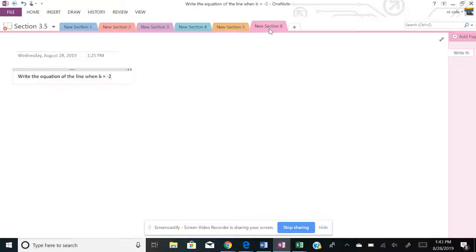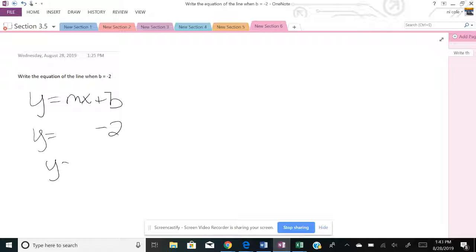Now, let's write an equation of the line when b is equal to negative 2. All right, well, let's start off. y equals mx plus b. Okay, so I know my b is minus 2. I got my y is equal to. What about that m and x? Do I have any m's? Do I have any slope? No, I have nothing, so I'm going to leave it blank. So my final answer is going to be y is equal to negative 2.